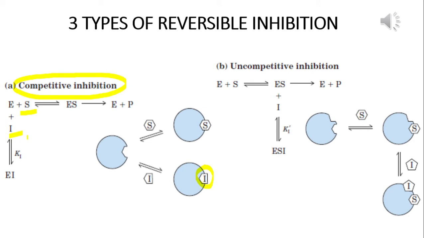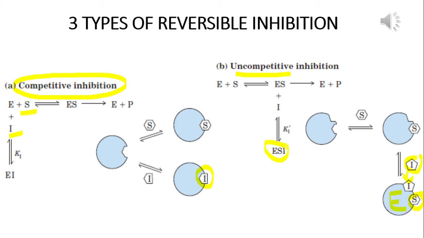While if you look at the case of uncompetitive inhibition, in this case, the inhibitor is binding to a site other than the active site. Actually, the substrate is binding at the active site whether the inhibitor is present or not. And if the inhibitor is present, it is binding at a site other than the active site. Point one. Point two, it is always binding with the enzyme substrate complex, producing the enzyme substrate inhibitor complex. This uncompetitive inhibitor never binds on a free enzyme. It binds only on an enzyme substrate complex.